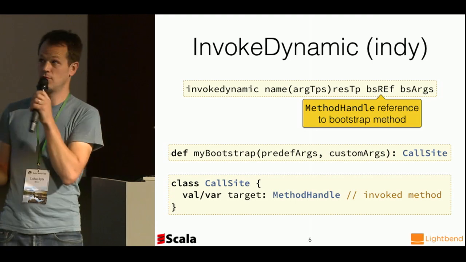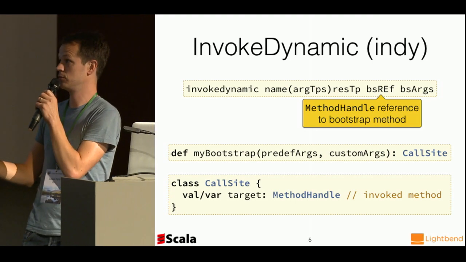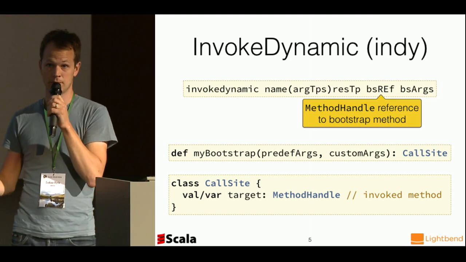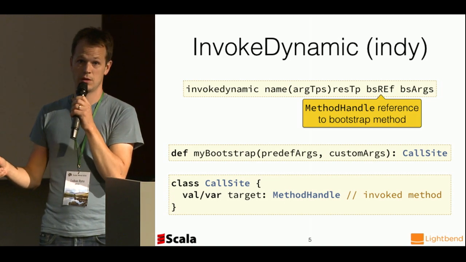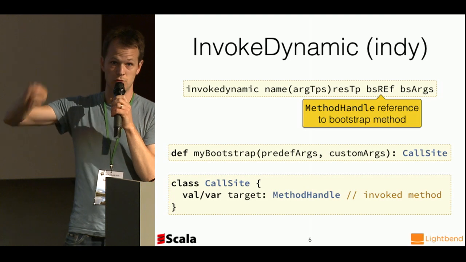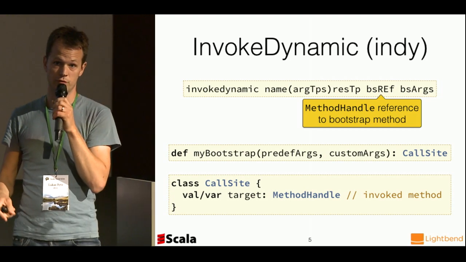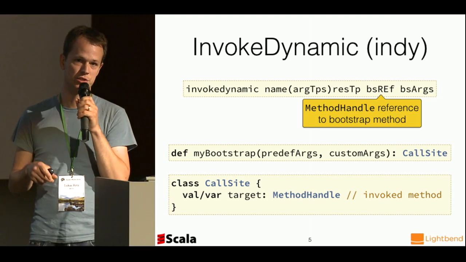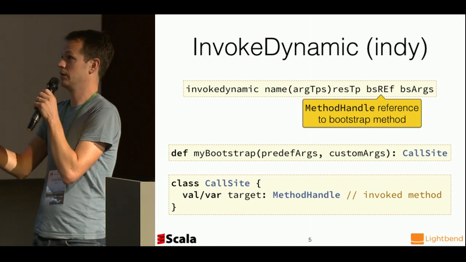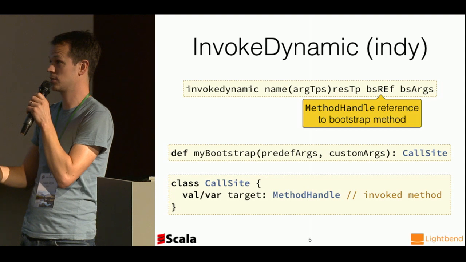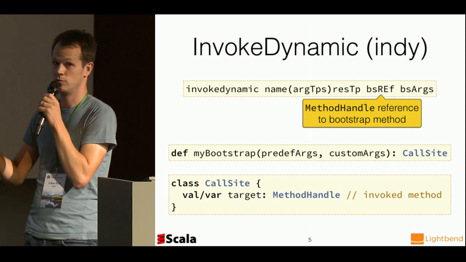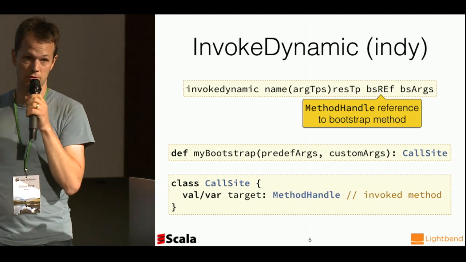A call site is a very simple wrapper around another method handle, which is called a target. And that target method is the thing that's going to be executed on subsequent runs of the Invoke Dynamic, also on the first run. So on the first run, we run the bootstrap, which returns a call site, and then on every run, we execute the method to which the target handle points.